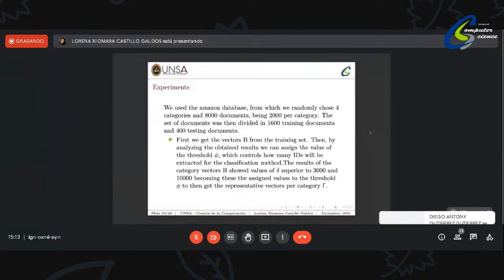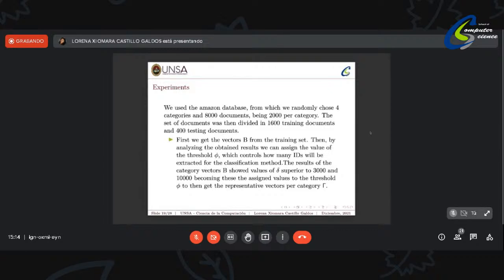Then we proceed to the experiment step. For this, we use the Amazon database, from which we randomly chose 4 categories and 8,000 documents, being 2,000 per category. The set of documents was then divided into 1,600 training documents and 400 testing documents. First, we get the vectors B from the training set.